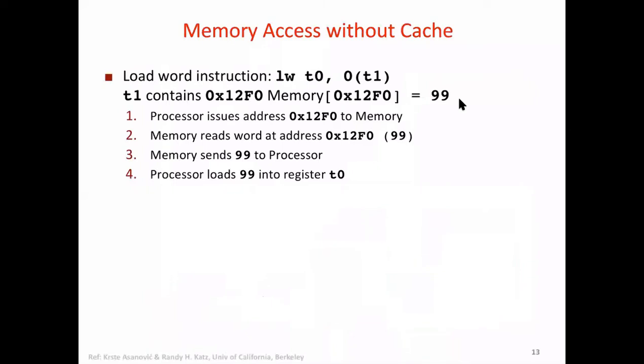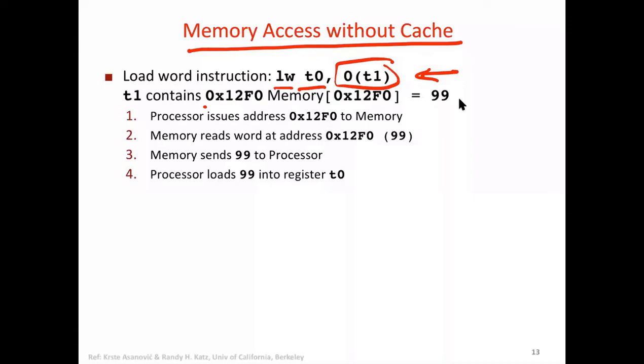Okay, let's quickly go through one example. It's based on whatever we studied so far. Let's assume that we don't have a cache. Then we are accessing some data. This we have studied earlier, right? Load word to register T0 from location 0 given by register T1. So look at the contents of T1 and add 0 to that, right?